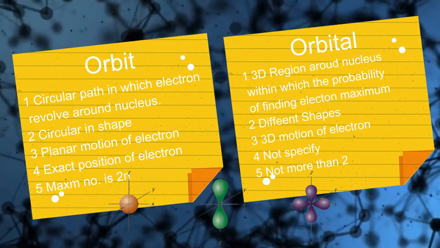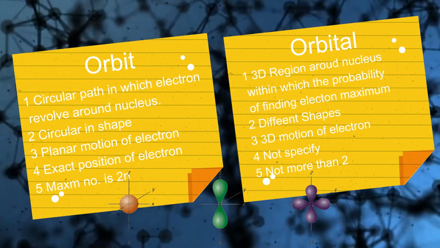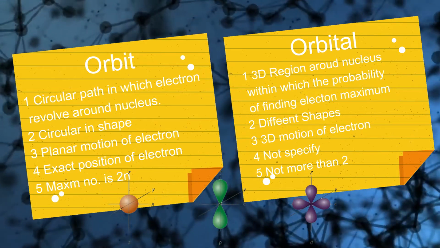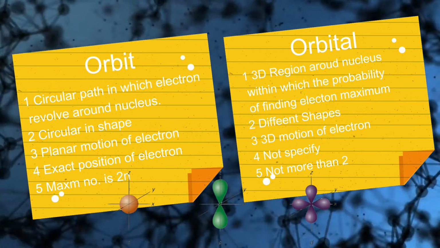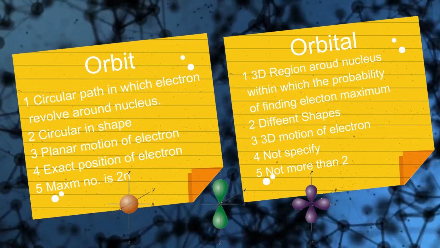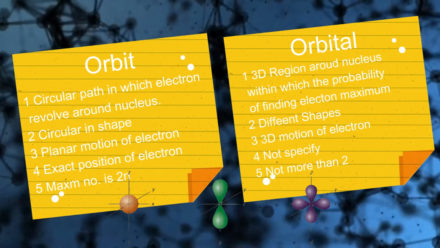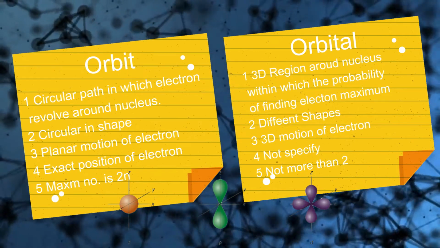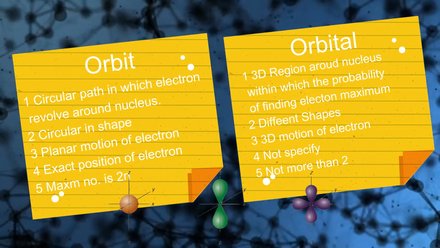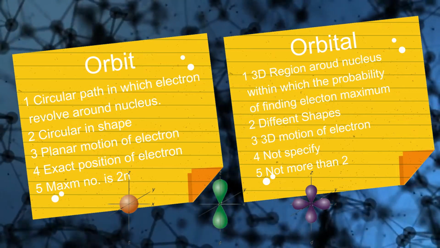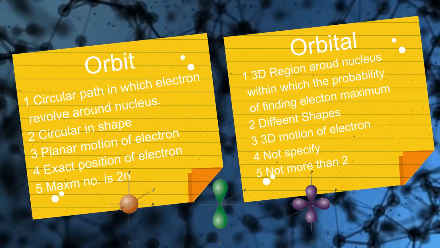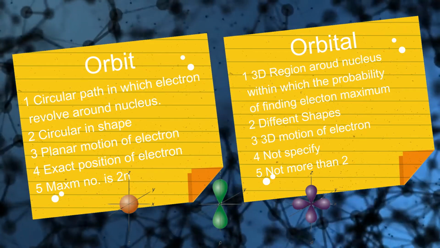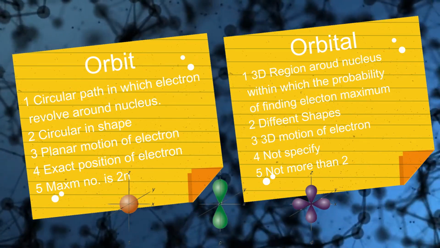Orbital, as postulated by the wave nature of an electron, is a 3-dimensional region around the nucleus within which the probability of finding an electron is maximum. Orbitals are designated by s, p, d, etc. Orbits are circular in shape, whereas orbitals have different shapes. An orbit represents the planar motion of an electron. An orbital represents the 3-dimensional motion of the electron around the nucleus.